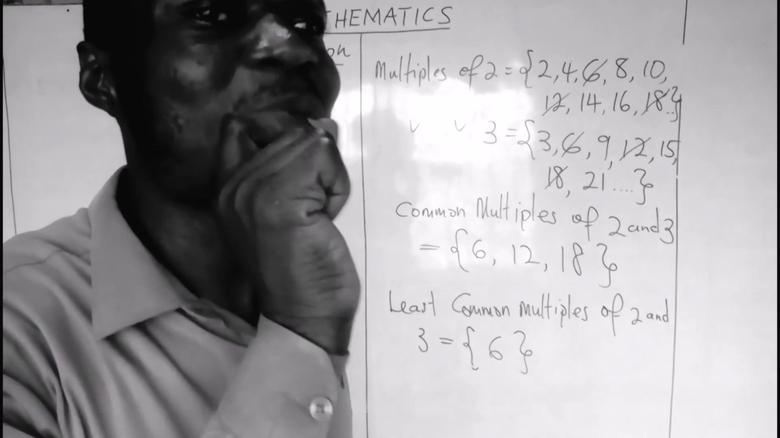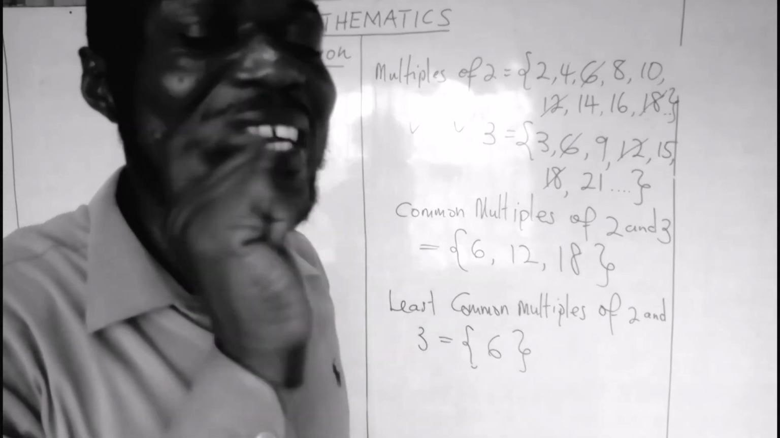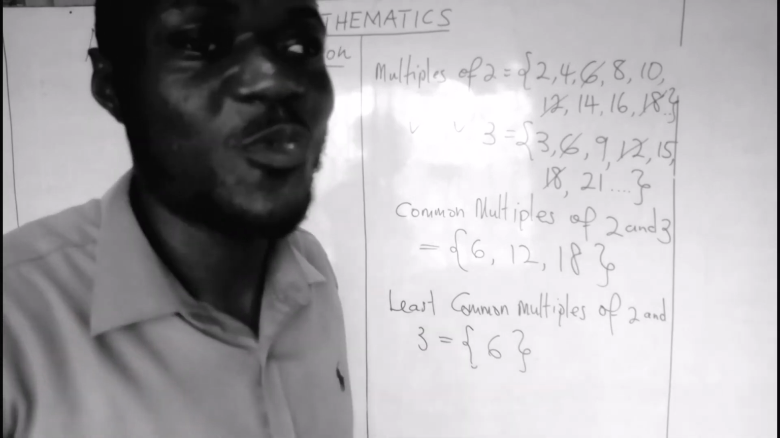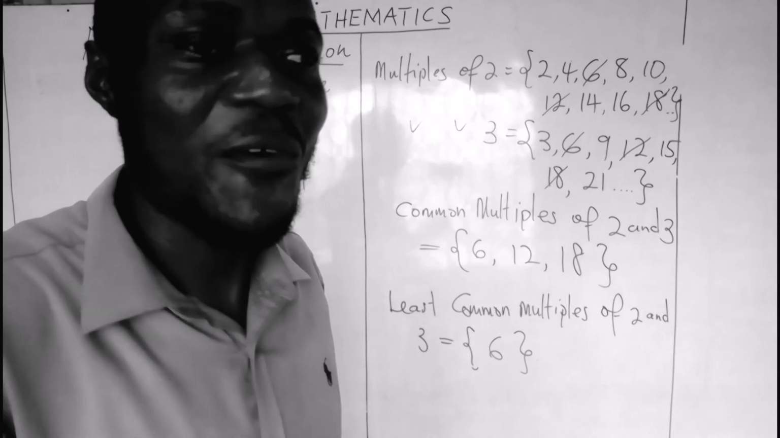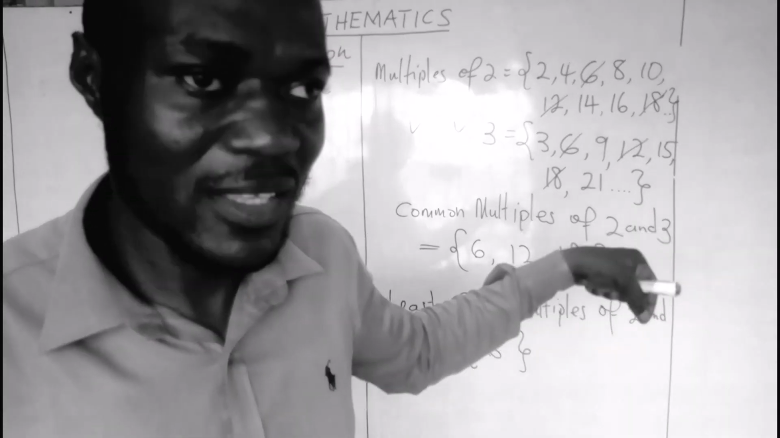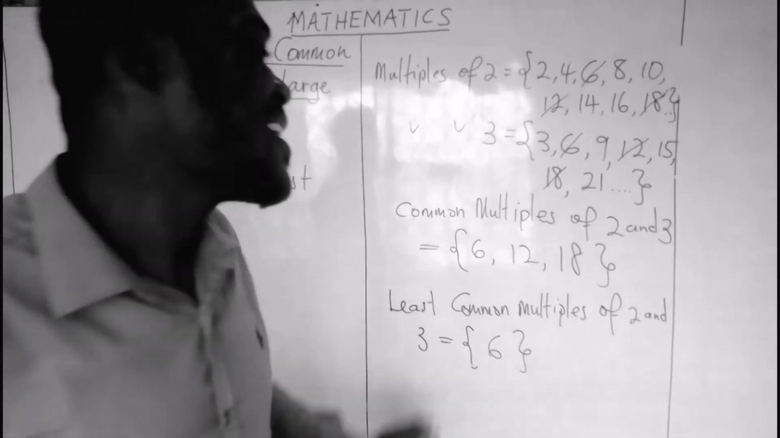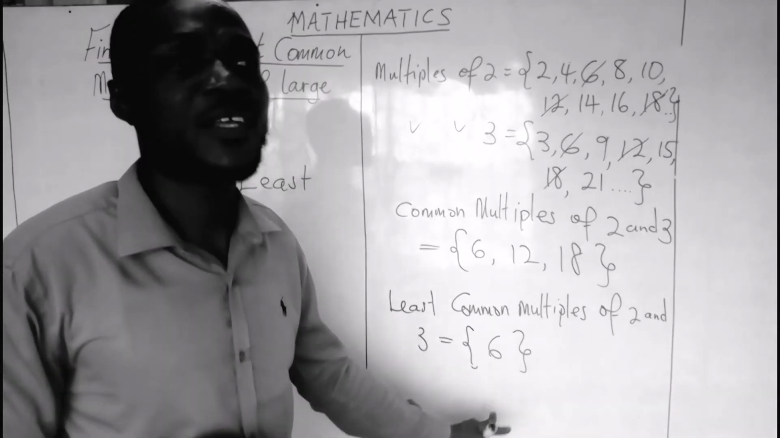But the most important thing is that is the first number that is common to what we are reciting, because 2, 1, 2 and 4 are not common to your 3, 1, 3. Are you getting it? Alright. So the least common multiple here is 6.